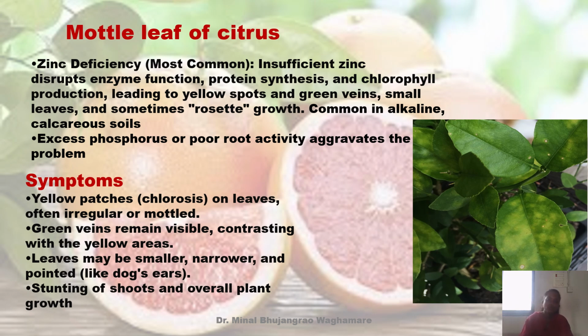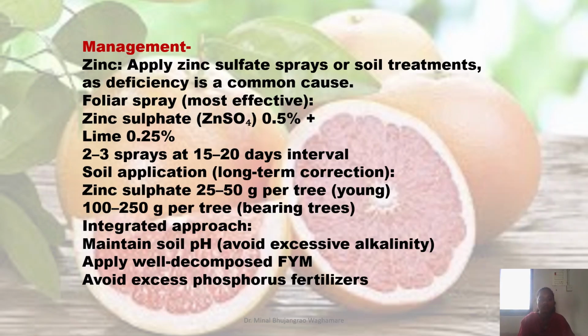Coming to the symptoms, once chlorophyll synthesis is disturbed, chlorosis occurs, that is yellow patches on the leaves in this disease. It also shows interveinal chlorosis. Green veins remain visible, contrasting with the yellow area. The plant leaf surface gets yellow and the veins remain green in color. Leaves are quite small and narrow and pointed like dog ears. Stunting of shoots and overall plant growth is also reduced under this disease.